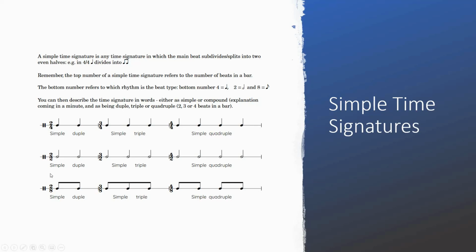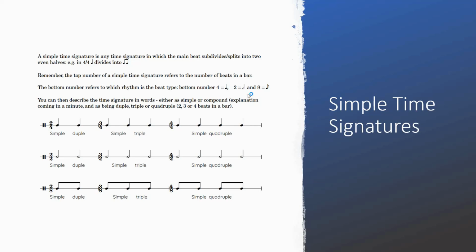Now, what about 2/2, 3/2 and 4/2? Well, in 2/2, 3/2 and 4/2, the bottom number 2 refers to the fact that in those time signatures, a minim beat is worth 1. That means the crotchet beat is only worth a half, and that must mean a semibreve is worth 2 beats. And so all of the note values change in their value relative to what the bottom number is. So in 2/2 there are 2 minim beats in a bar. Minim equals 1, crotchet equals half, semibreve equals 2.